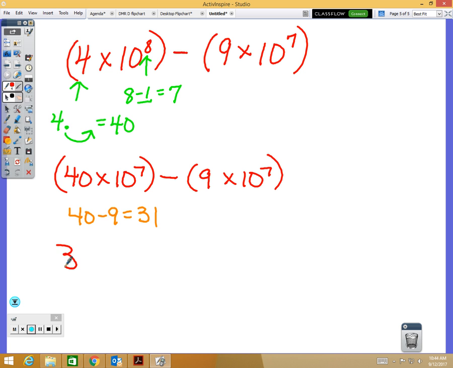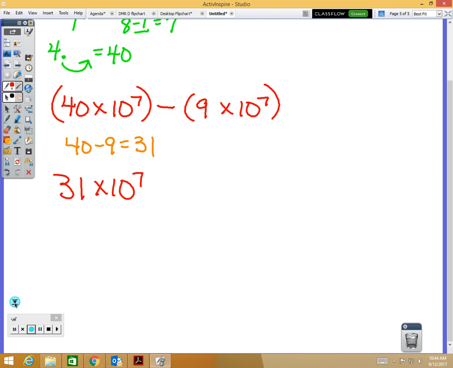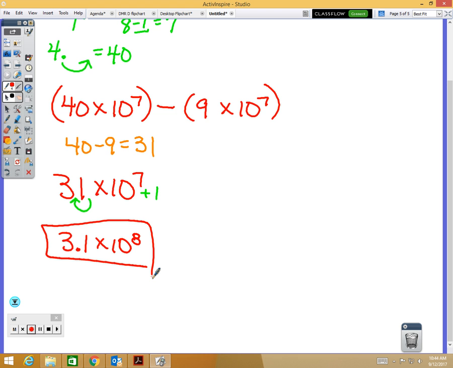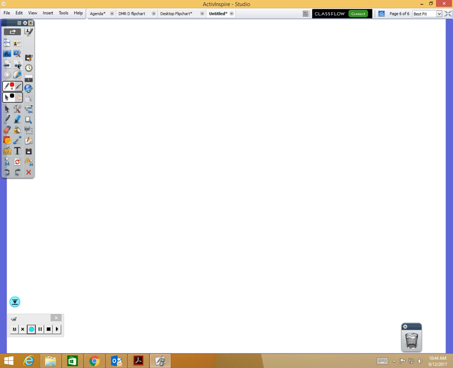So that gives me 31 times 10 to the 7th power, which I then need to adjust because this decimal needs to go in between the 3 and the 1, which means I'm going to add 1 back onto my exponent. 3.1 times 10 to the 8th power should be your final answer. Raise your hand if you got that right. Good. Most of you did. All right, let's do one more, and then I'll be done, okay? One more.